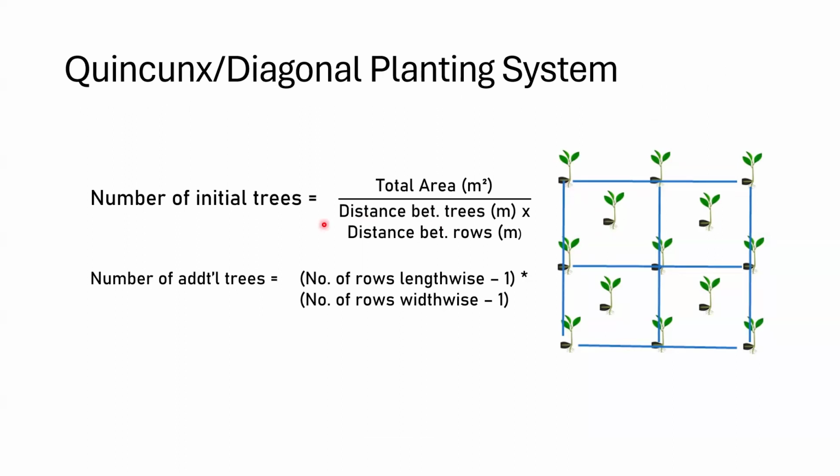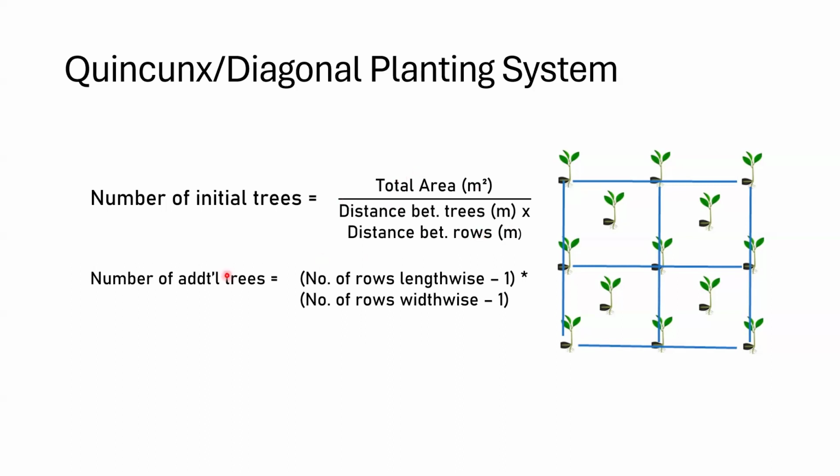There's 2 formulas for quincunx or diagonal. We have a formula for initial tree and a formula for additional trees. Itong initial trees na tinatawag natin, we are solving for the number of trees na nasa square. So itong apat, 1, 2, 3, 4. So to solve the number of trees sa square na to, we will use this formula. Parang sa formula rin ng square and rectangle.